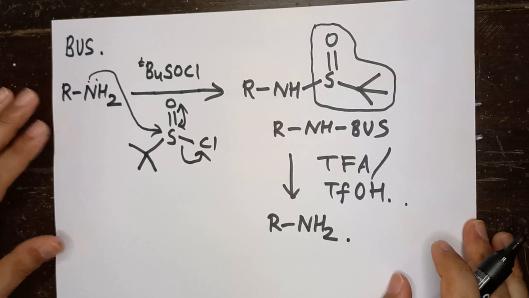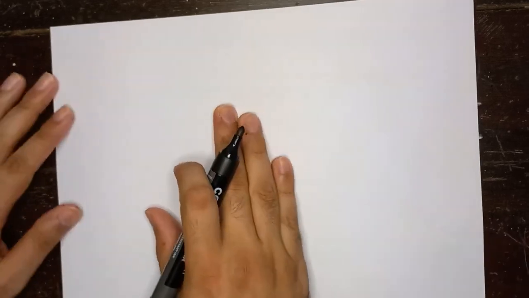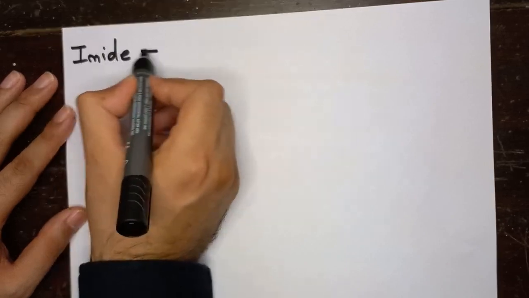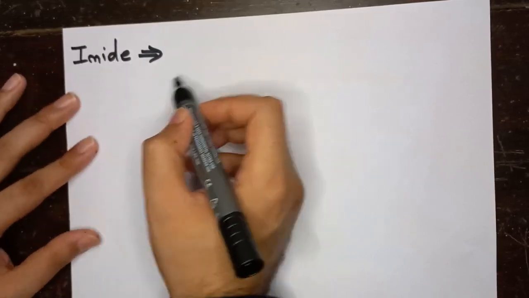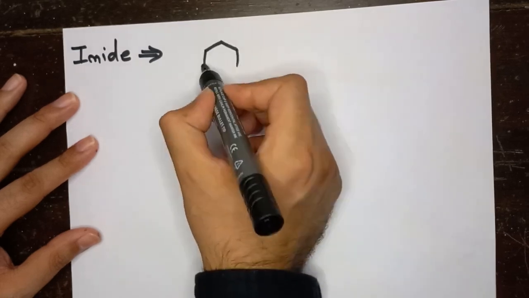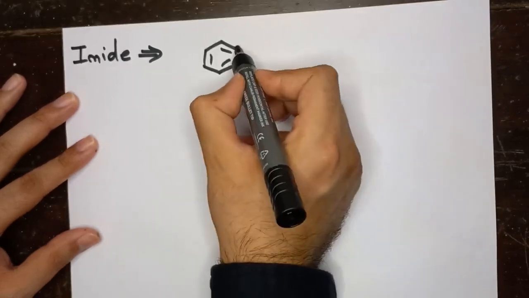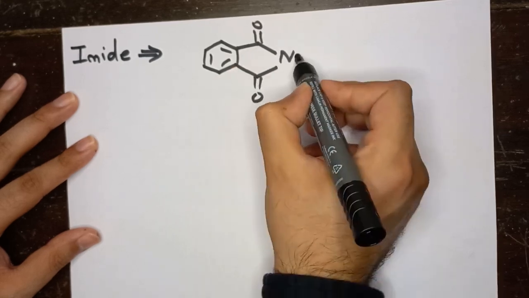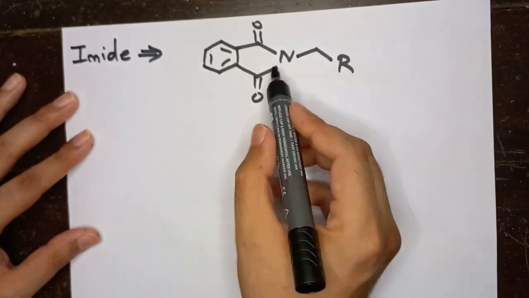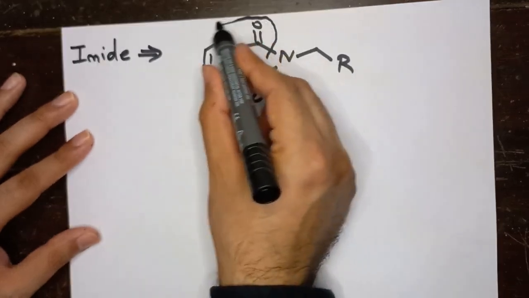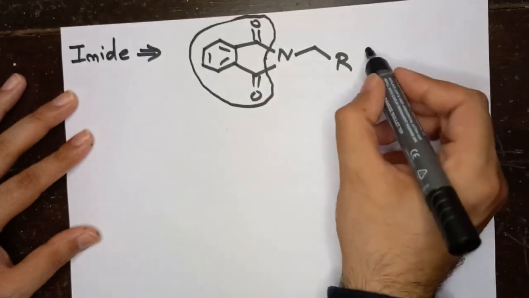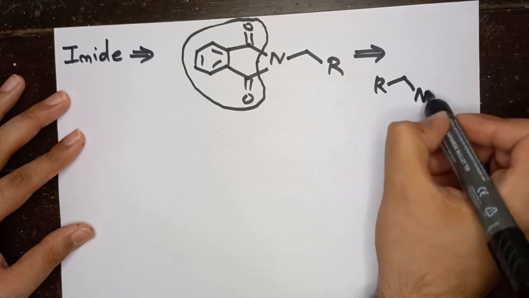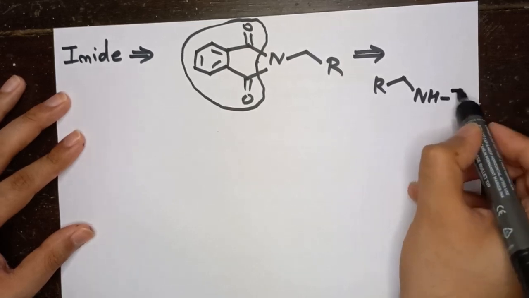So this is about the Bus protection. Now let's talk about the imide protection. Now what is the imide group? This is what we call imide protection. This whole group is called imide protection, and this can be represented as RCH2-NH imide group.